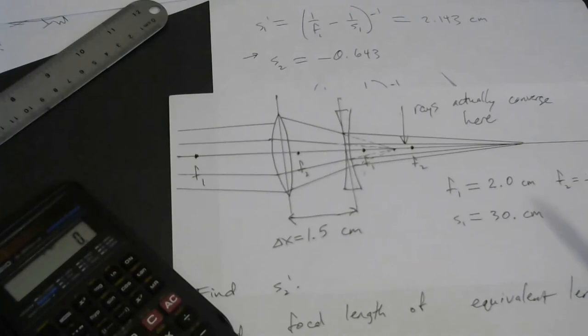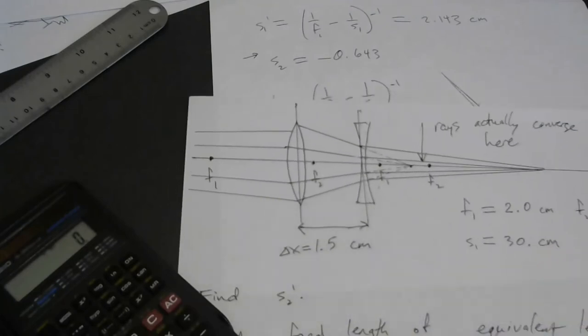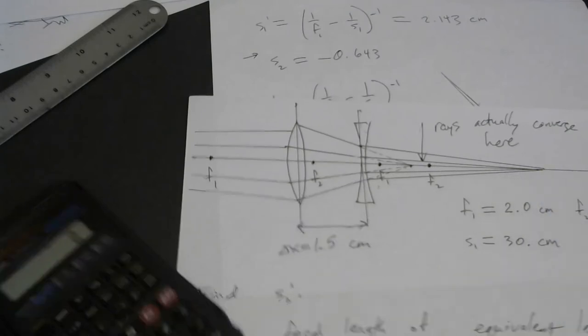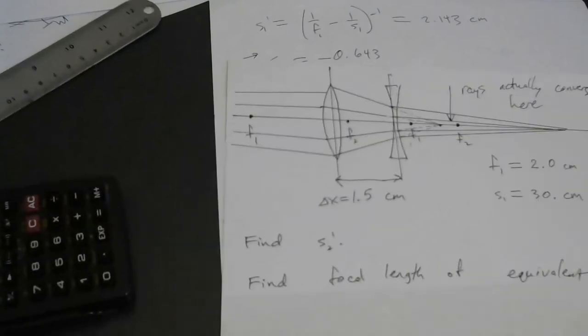Okay, so my picture, once again, doesn't accurately reflect everything about this problem, but it does give us qualitatively a feel for how the diverging lens changes the place where the rays converge. So what about the second part? Find the focal length of the equivalent lens.